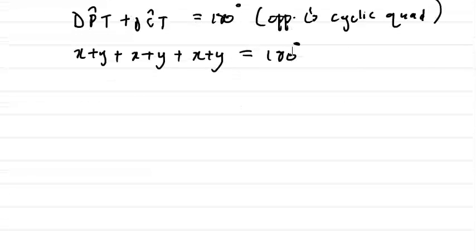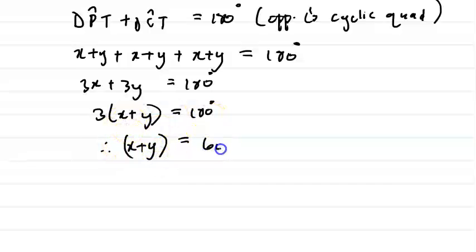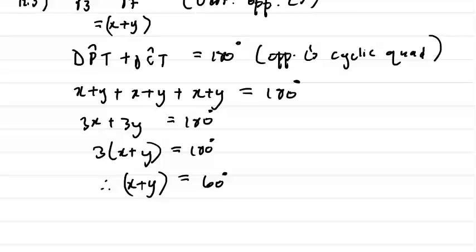That gives us 3x plus 3y equals 180 degrees. So you've got 3 into x plus y equals 180 degrees. Therefore, x plus y is going to equal 180 divided by 3, which is 60 degrees. So the numerical value of x plus y is going to equal 60 degrees.